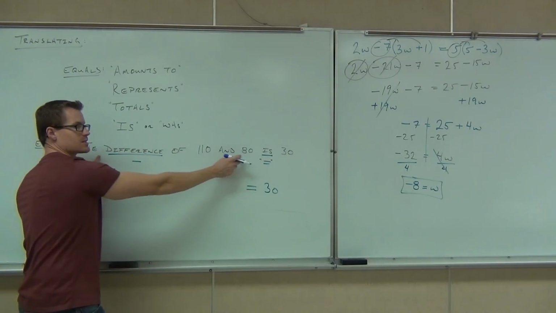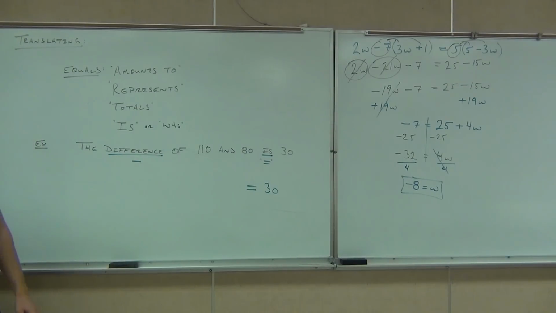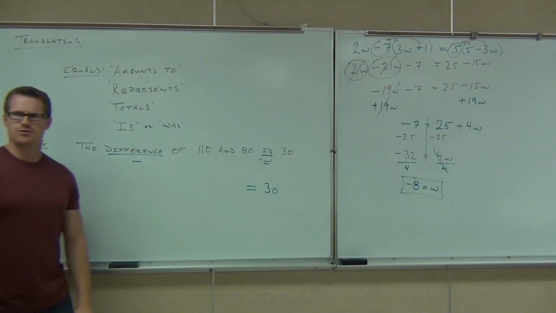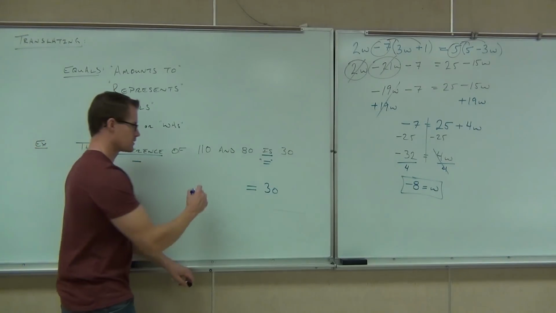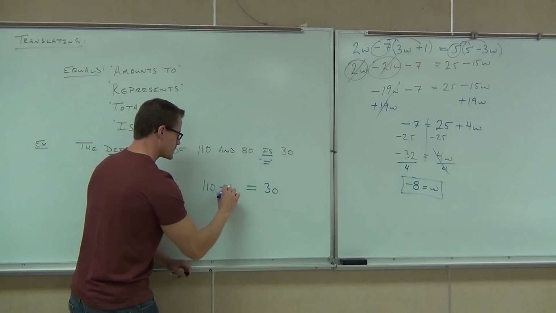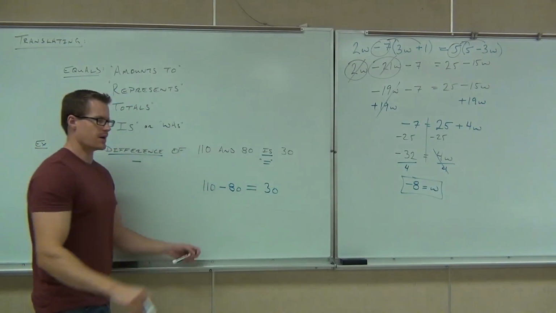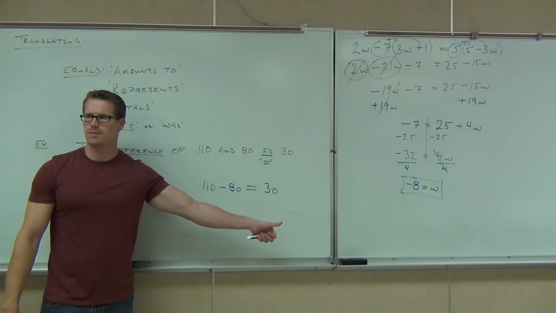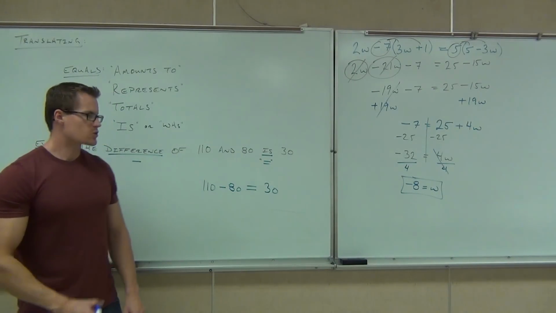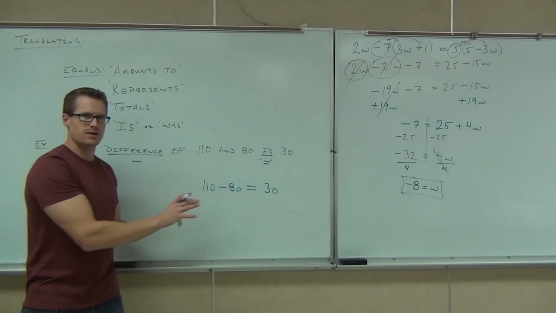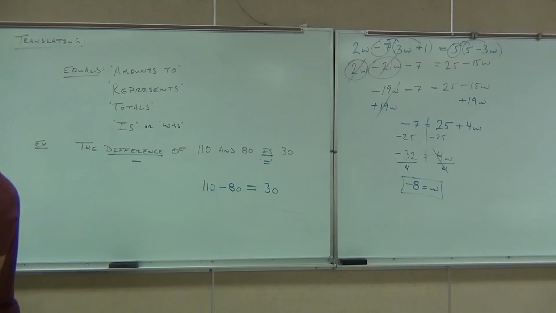Fortunately, we've already done stuff like that. So what's the difference of 110 and 80? Which one comes first, 110 or 80? 110. Good. And we're subtracting 80. Let's verify that. Is 110 minus 80 equal to 30? Yes. That's our true statement there. So right now we're not dealing with variables, but this gives us a nice foothold to go on.